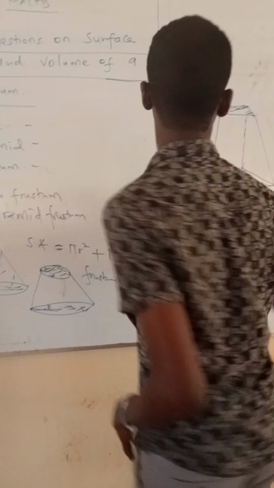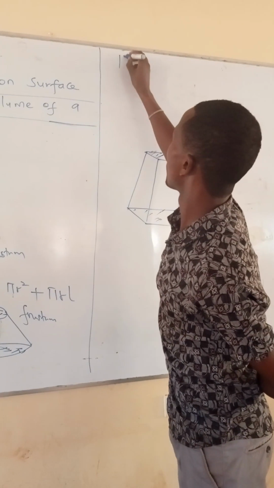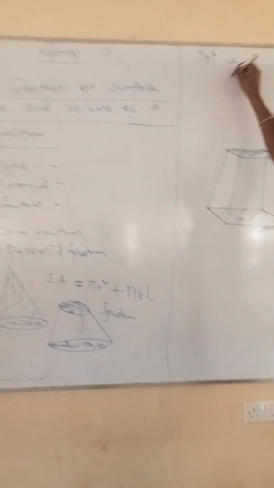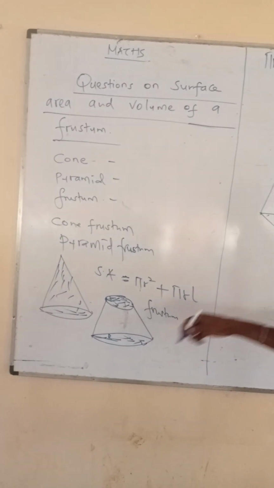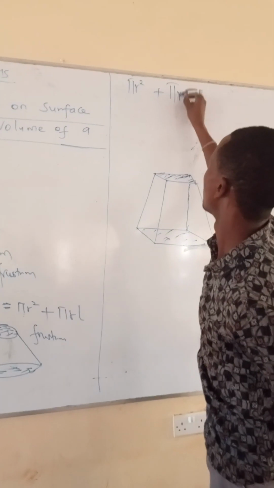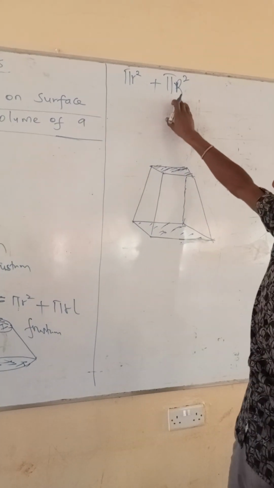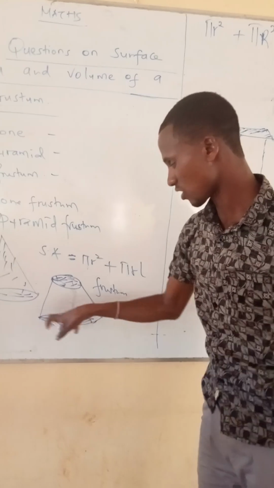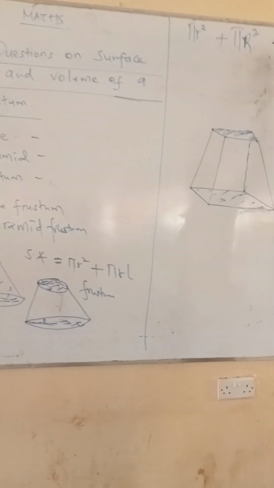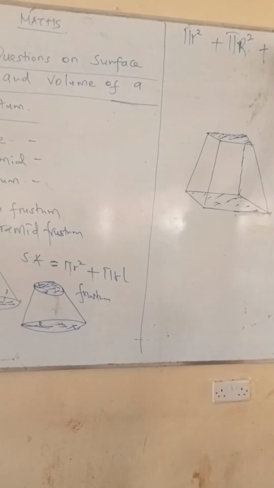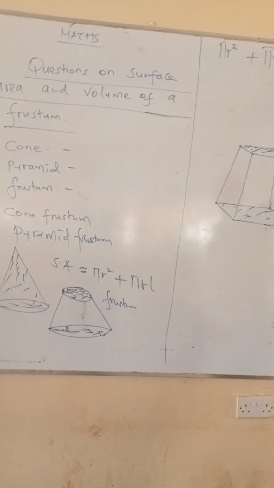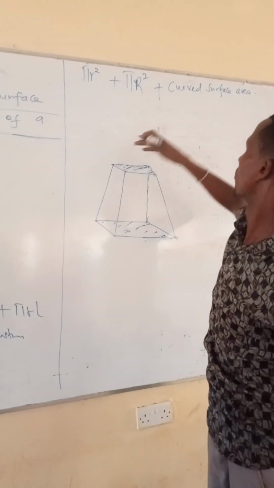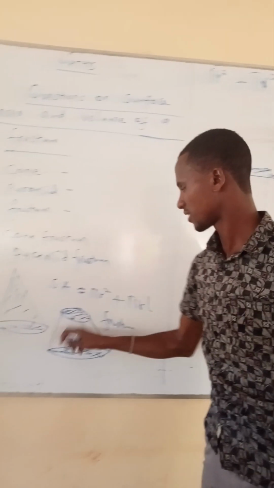So it will be pi r squared, which is the area of the smaller circle, plus the area of the base, which is also circular, that is pi R squared. I'm using a different letter to represent the radius of the base because they are different. You can see this is a bigger circle, and this is smaller, plus the curved surface area, this area here.